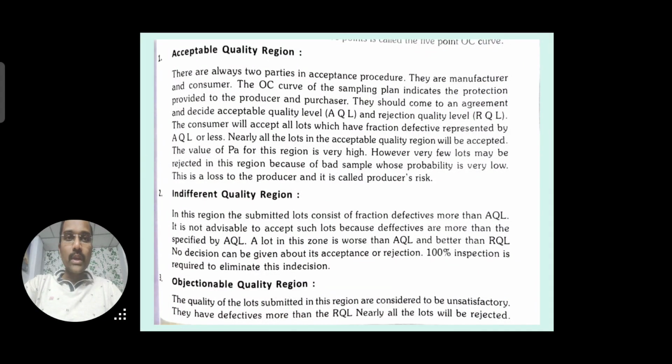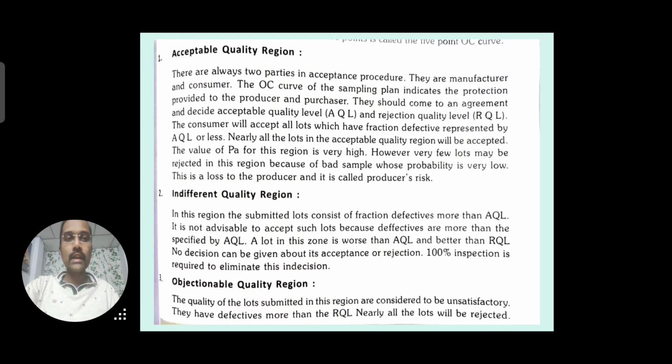So this is what you can explain for the operating characteristic curve, where we have seen three graphs: the simple explanation of the OC curve, the ideal OC curve, and the general OC curve. All these regions will be explained in that, and you have to explain the producer's risk, which falls in the acceptable quality level, and the consumer's risk, which falls in the rejectionable quality level or objectionable quality region, RQL or LTPD.